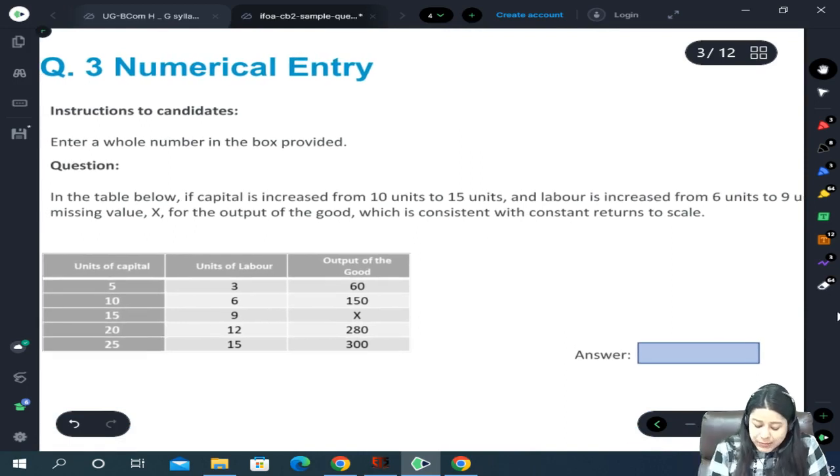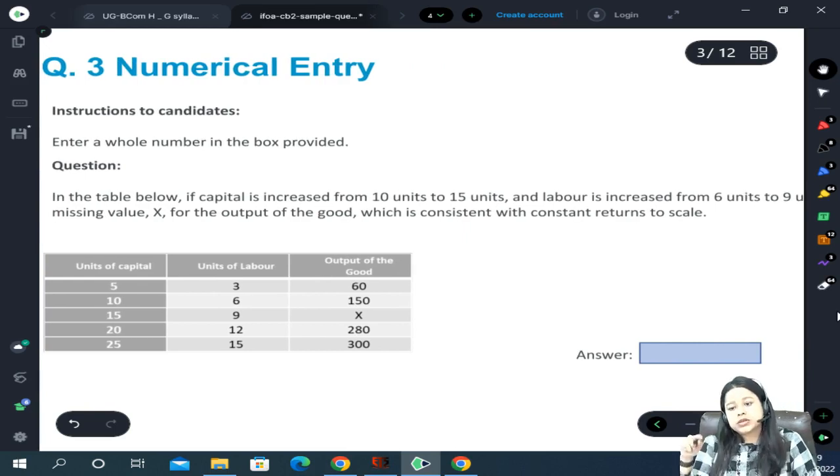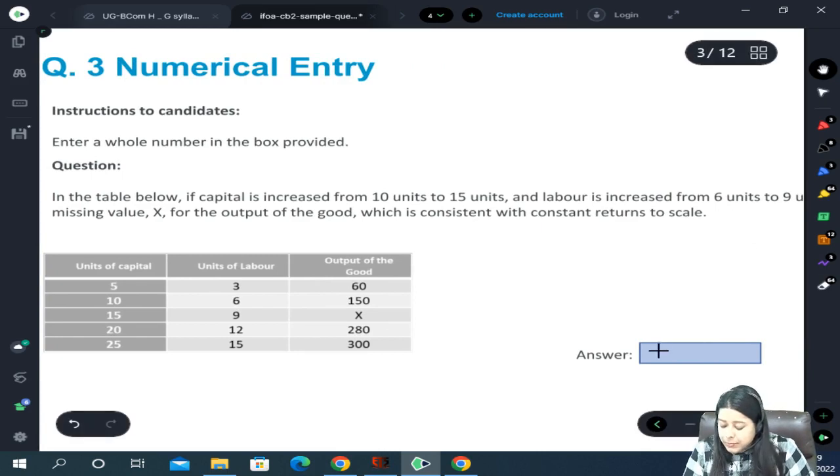And it's mentioned to enter a whole number. So they're not asking you to put it in points. Maybe there is no option to click on points, but you can click on it and you can type. Those who are using the link, please try once. I think you all can do that.